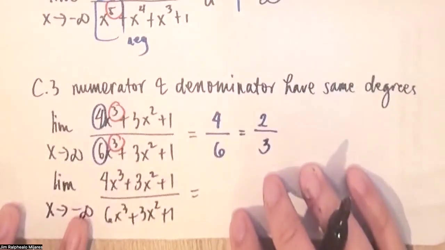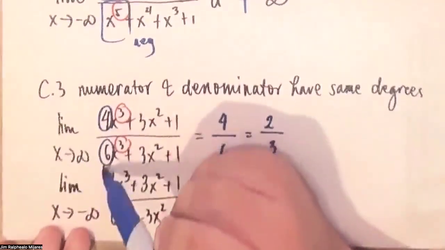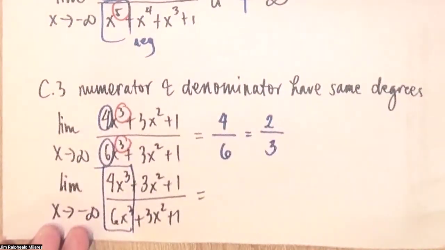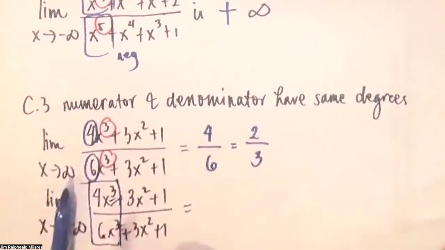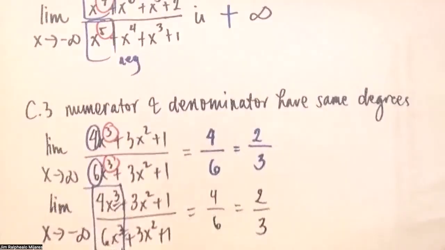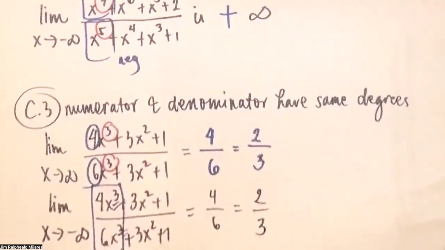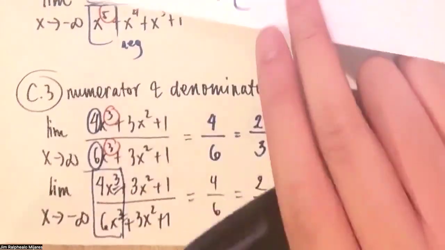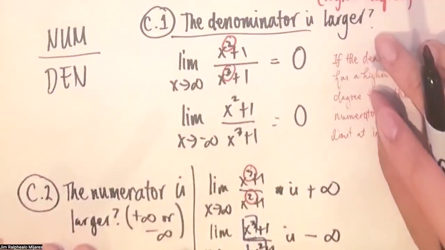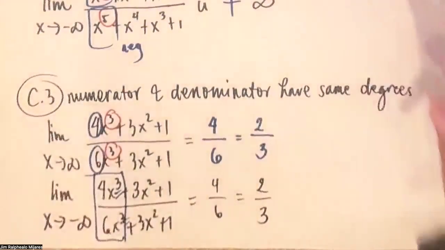If it's negative infinity, it doesn't really matter if it's positive or negative. You're just going to look at these, the ones with the highest exponents. Then you look at their coefficients. It's going to be 4/6, which is equal to 2/3. So in essence, what we have in here are three cases. First case is if the denominator is larger. The second case is if the numerator is larger. And the third and final case is if the numerator and denominator have the same degrees.